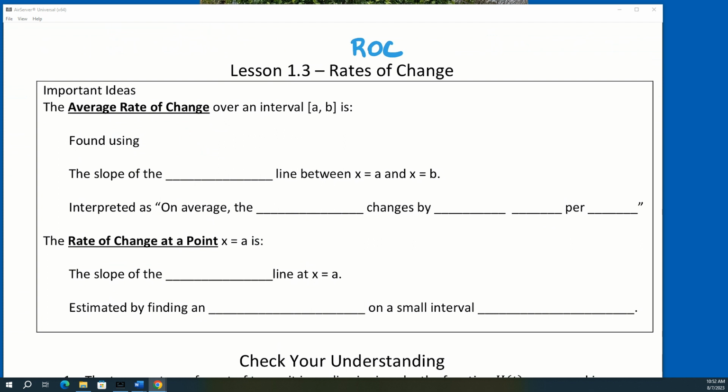And so the average rate of change over an interval is the same as finding the slope over that interval. So think back to when you were first learning about slope. What did you use to find the slope between 2 points? Do you guys remember? The rise over the run. Does anybody remember it any other way?